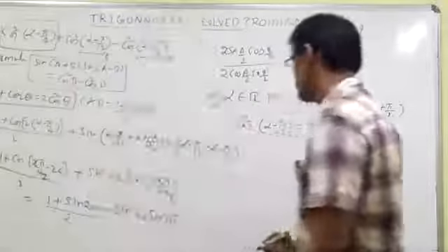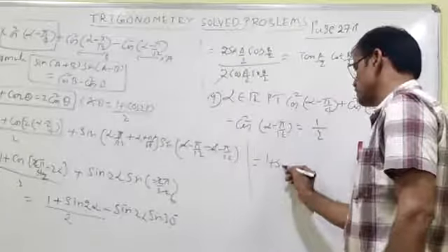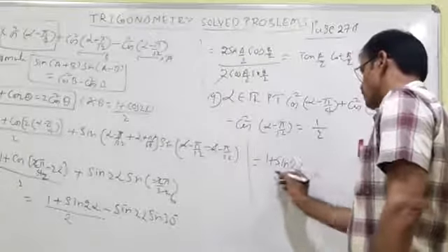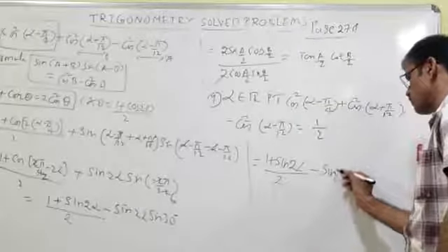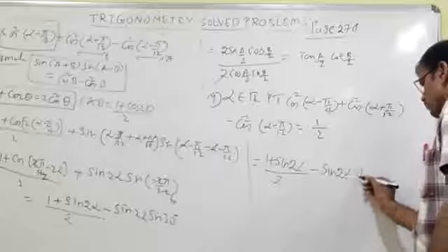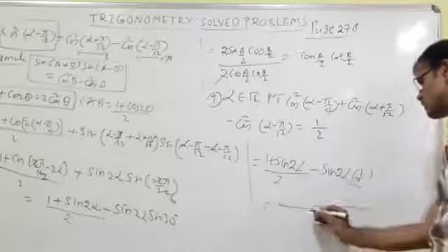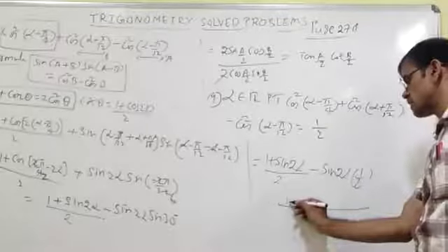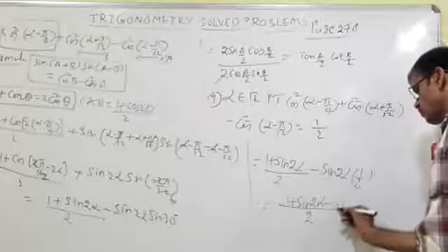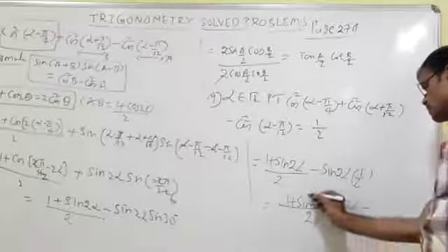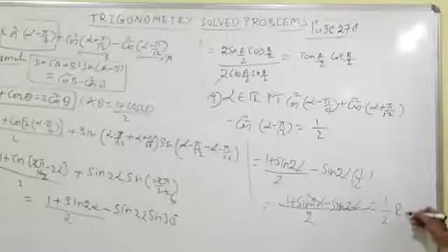Sin 30 degrees. That is equal to, next step I am writing as (1 plus sin 2 alpha) whole by 2 minus sin 2 alpha into the value of sin 30, which is 1 by 2. So overall you can take LCM as 2 and write like this: 1 plus sin 2 alpha minus sin 2 alpha. So sin 2 alpha gets cancelled. You got the value 1 by 2. This is R equals.